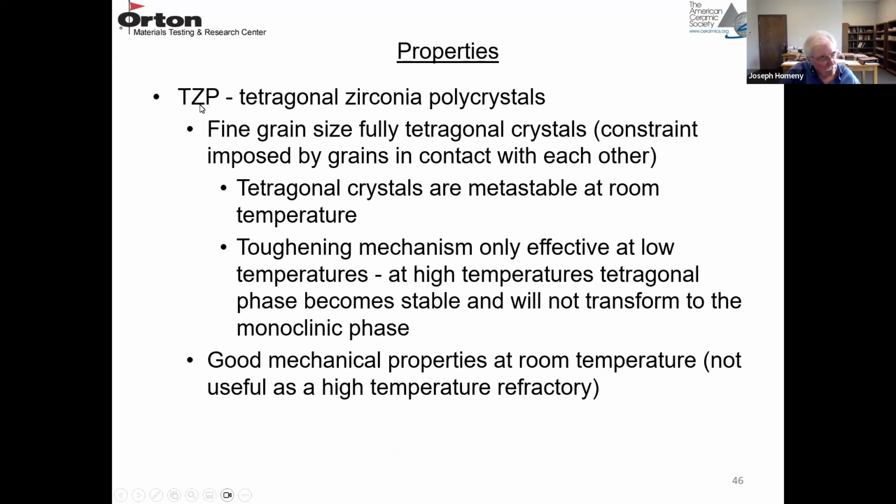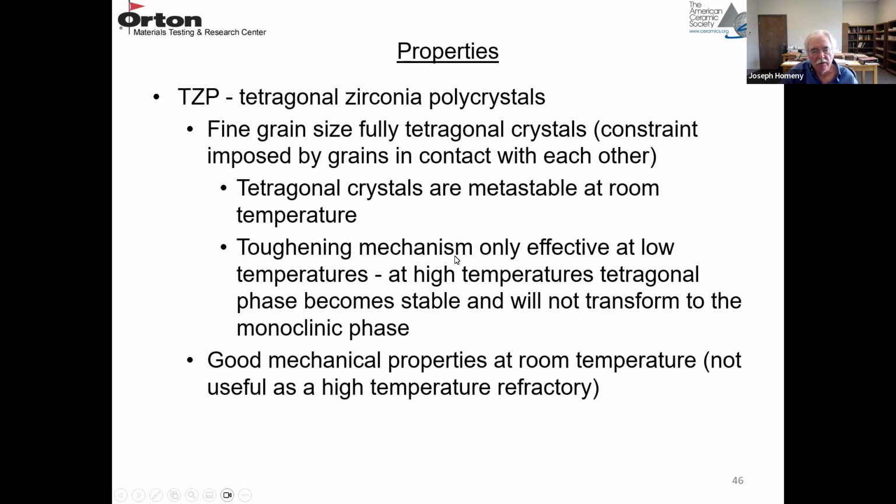And then this material, TZP, tetragonal zirconia, has very little stabilizer. The idea here is to retain all of the tetragonal zirconia in the metastable form all the way down to room temperature. So you have a very fine grain size of tetragonal crystals, and the constraint that stops the transformation is imposed by grains that are in contact with each other. So you're using these very fine tetragonal crystals to constrain themselves, and they're metastable all the way down to room temperature.